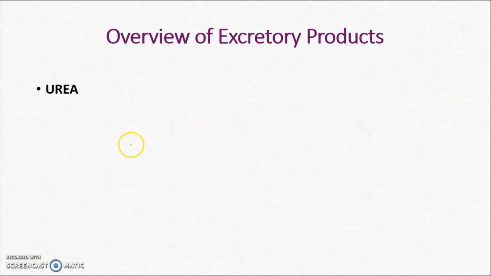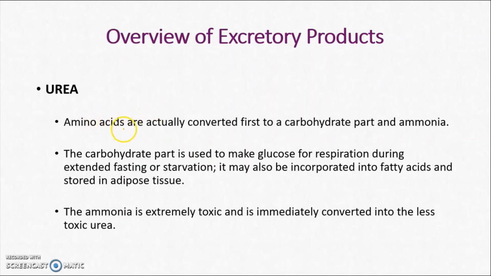So remember I stated that urea is formed from amino acids in the liver. However, it is not formed directly from the amino acids. The amino acids are actually converted first to the carbohydrate part and ammonia. The ammonia is extremely toxic, so it is converted immediately into the less toxic urea. So the urea is formed from the intermediate product ammonia.